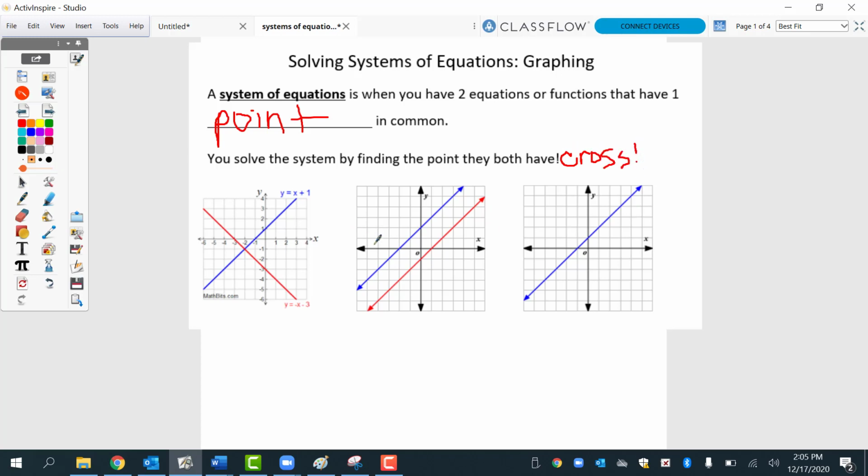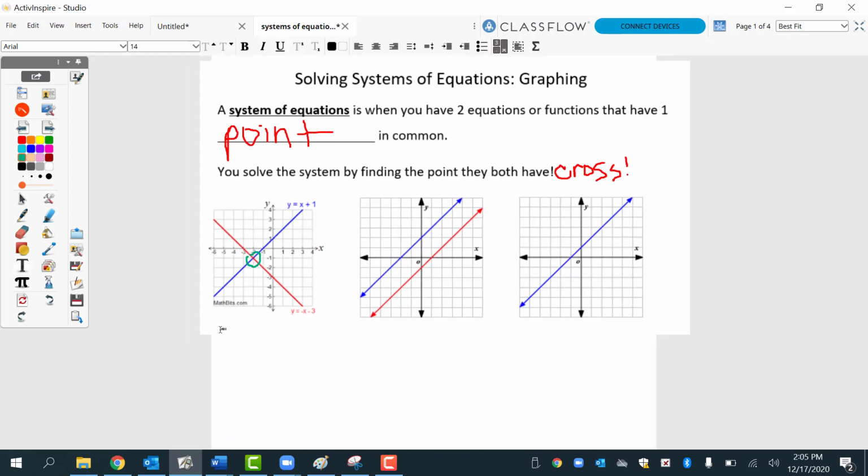Okay, so if I have this graph right here, obviously I can see the lines touch. I can see exactly where they cross right there. And so we will say that that graph, that system, has one solution. The lines cross and that's it. They cross one time. That is the solution.